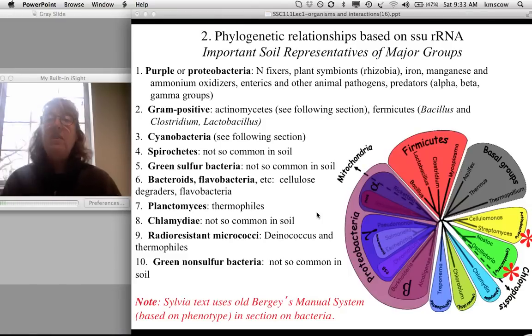The groups that we get out of the phylogenetic characterizations are shown here, and I've given a list of some of the most important soil organisms and how they group. Again, this is just Woese's tree shown in a different way, showing these different relationships.